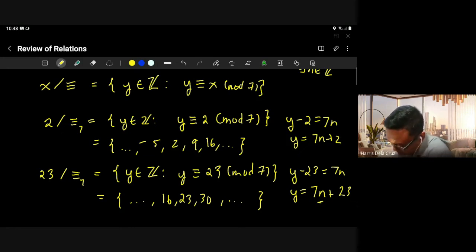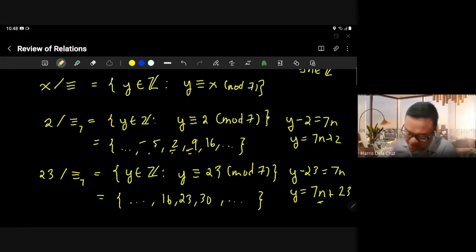So ulit. 23 modulo 7 is y minus 23 equals 7n. So that's y equals 7n plus 23. So ang mga laman niya 16, 23, 30. Pero kung itutuloy natin yung value niya, let's say negative 2, so negative 14 plus 23, that's actually 9. Tapos negative 3, so negative 21 plus 23 is 2. Pag negative 4, negative 28 plus 23, negative 5.